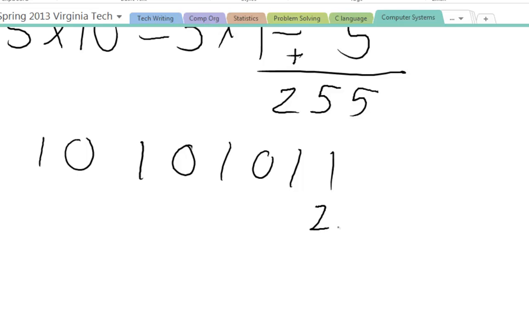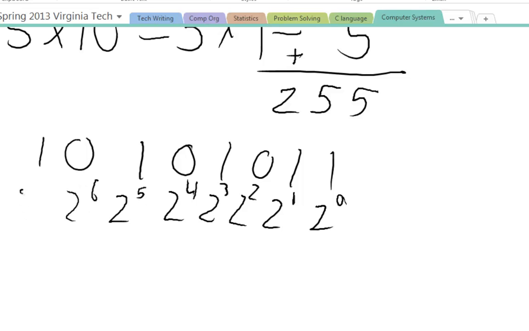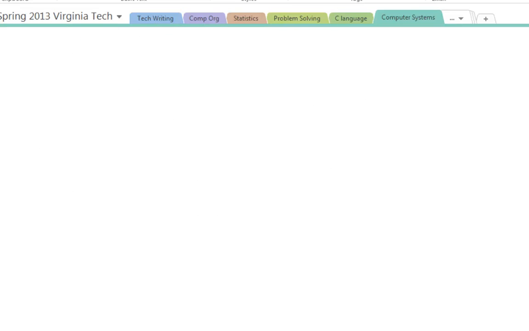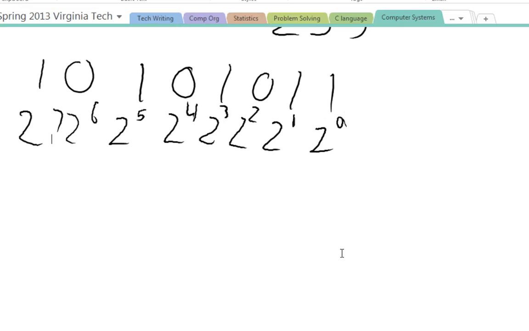But anyway, on the first digit, the rightmost digit, which would be the least digit, I'm going to have 2 to the 0. On this digit, I'm going to have 2 to the 1. On this digit, 2 to the squared. On this digit, 2 to the third. Then 2 to the fourth, 2 to the 5th, 2 to the 6th, and 2 to the 7th. Maybe I made this a little bit too long. Again, it's the same thing. So I'm just going to look at the ones and zeros and do the same multiplication technique I did last time.